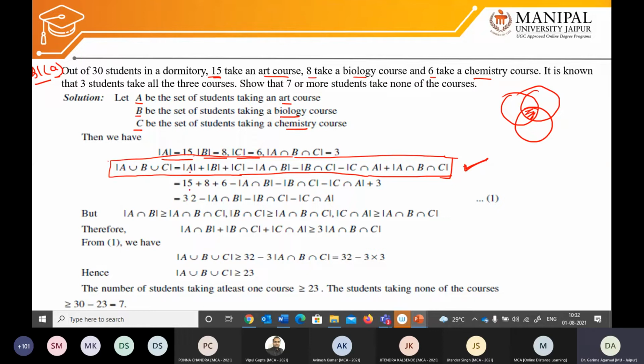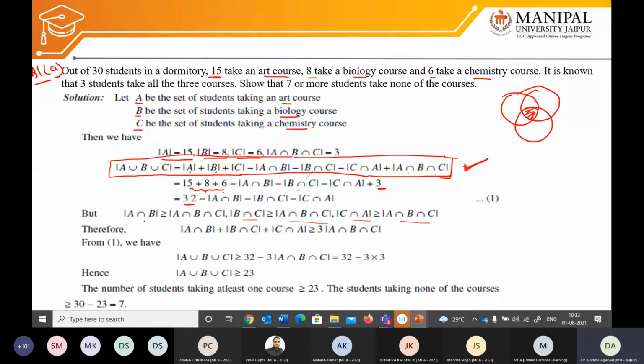Now we have cardinality of A, that is 15, cardinality of B, cardinality of C, right? Then minus A intersection B, B intersection C, C intersection A, and cardinality of A intersection B intersection C is 3. After simplification, these 4 terms we get 32 and the rest of the terms will remain unchanged, right? Then the cardinality of A intersection B is definitely greater than cardinality of A intersection B intersection C. Similarly, B intersection C is also greater than this term, and C intersection A is greater than this term, right?